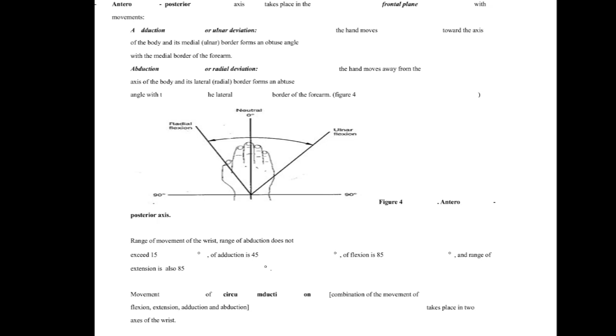Regarding the range of movement of the wrist, the range of abduction does not exceed 15 degrees, adduction is 45 degrees, flexion is 85 degrees, and the range of extension is also 85 degrees. The movement of circumduction, that is flexion, extension, adduction, abduction, takes place in the two axes of the wrist.